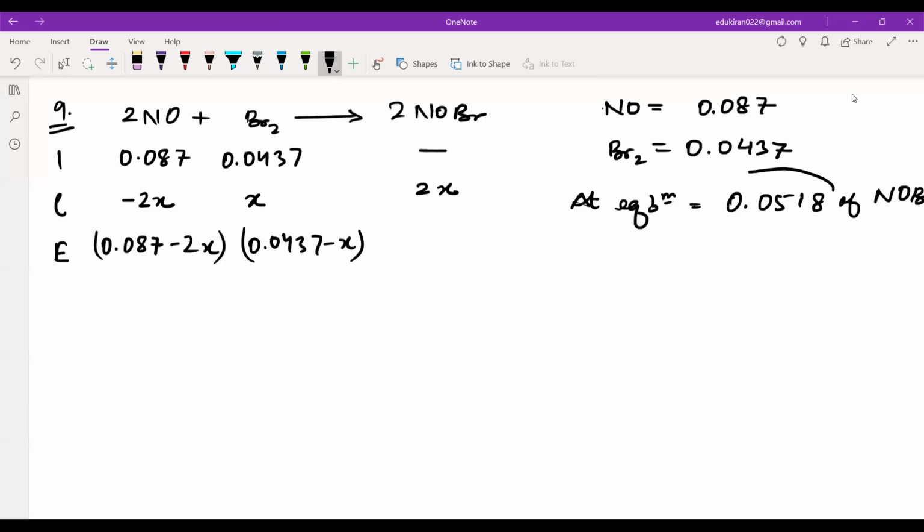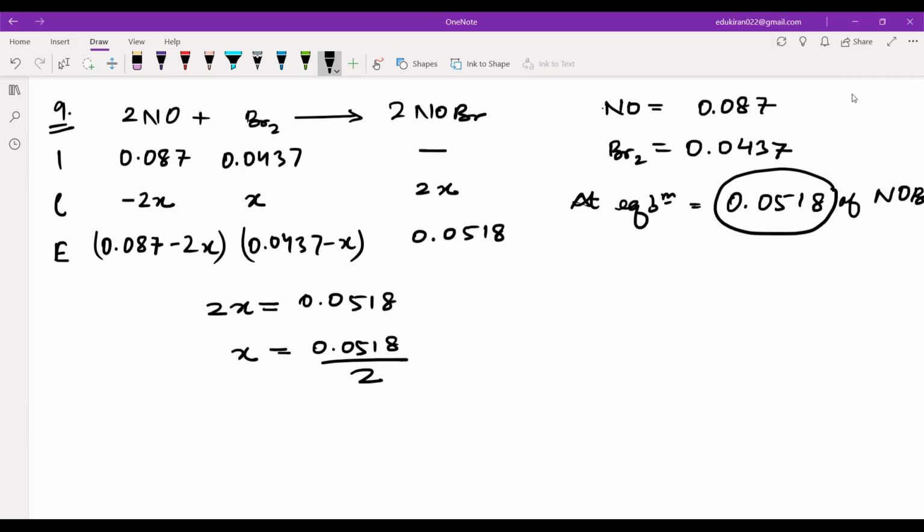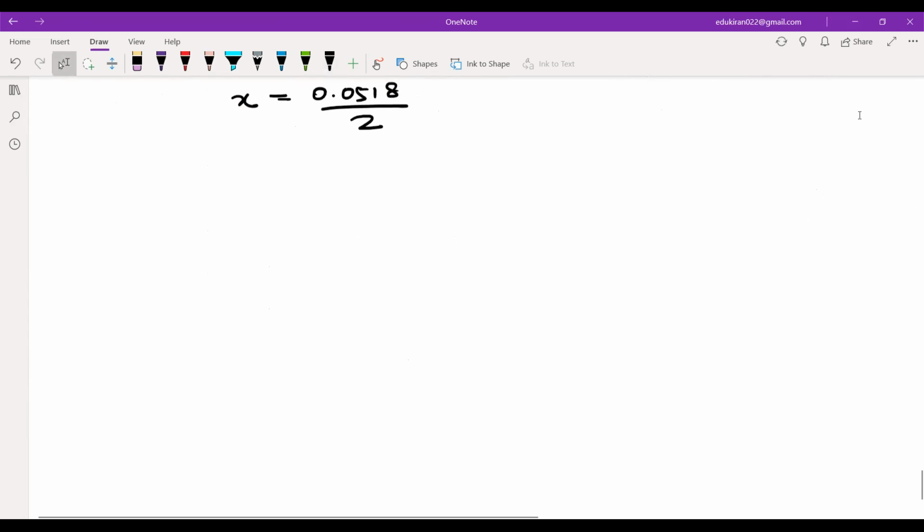See, 0.0518. Now can I say that 2x is equal to 0.0518? Yes, sir. Now can you find x? Yes, sir. I don't need to do it now, because now you can calculate. You will plug in the value of x here and here, and then you can calculate the equilibrium concentrations. Okay. Now going to 6 point.